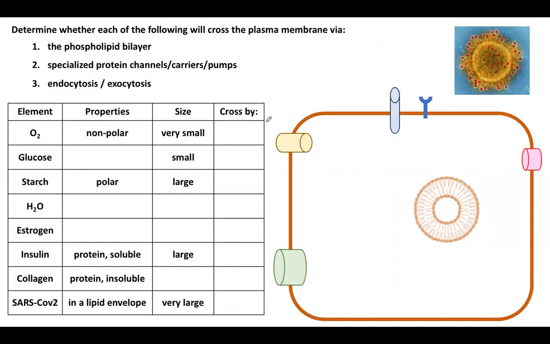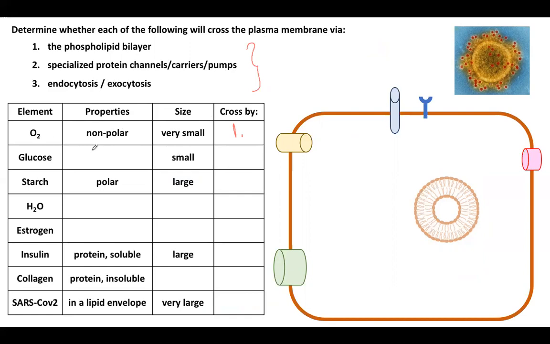In this chart that we're filling out, we're basing it off of these three ways it can pass through: either the phospholipid bilayer, the protein channels, carriers, or pumps, or through endocytosis or exocytosis. Starting with oxygen, it's nonpolar, very tiny. Because of these two properties, it crosses by the phospholipid bilayer.